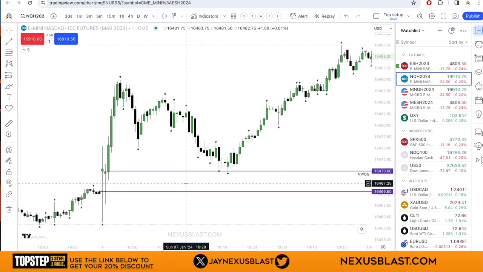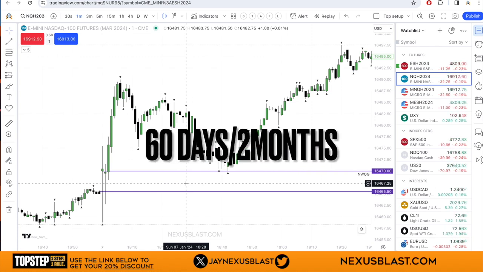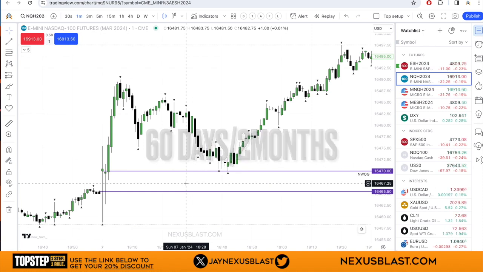The first thing that you need to know is that these levels will hold validity for 60 days or 8 weeks. So you should pretty much have the new week opening gap of the current week and then 7 other previous week opening gaps. Anything before that is invalid, and this is as per ICT's teachings.